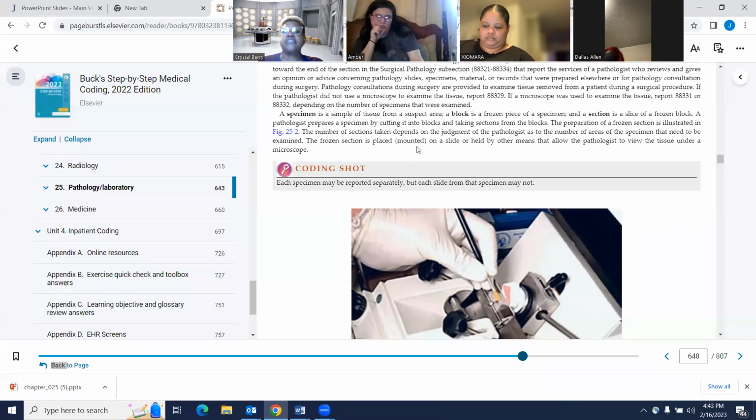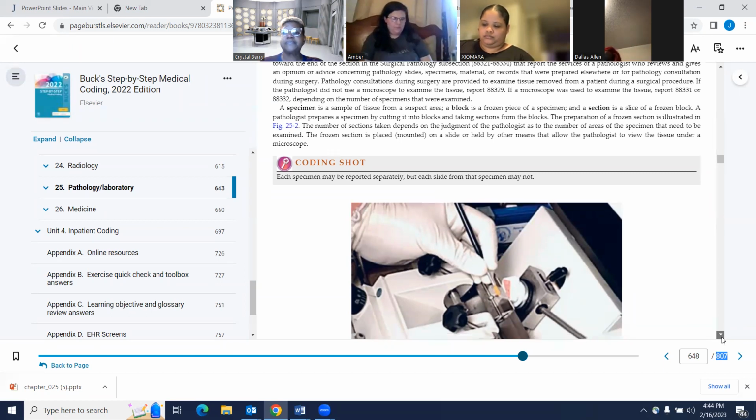The number of sections taken depends on the judgment of the pathologist as to the number of areas of the specimen that need to be examined. The frozen section is mounted on a slide or held by other means that allow the pathologist to view the tissue under a microscope. Again, remember that coding shot. Each specimen may be reported separately, but each slide from the specimen may not. Sounds like a true or false.